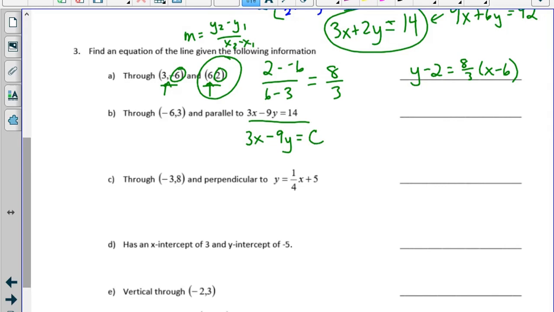So if I substitute in negative 6, I will end up with negative 18. And if I substitute in 3, I will end up with negative 27. So that ends up being negative 45 for c. So I could keep 3x minus 9y equals negative 45. But for many of you, it's probably easier to transform this into slope-intercept form.